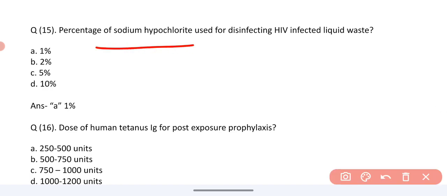Question number 15. Percentage of sodium hypochlorite used for disinfecting HIV infected liquid waste. If you are working in a hospital setup, if you have studied spill management and infection control, then you would know about these things. And here the right answer is option A, that is 1%. 1% of sodium hypochlorite will be used for disinfecting the HIV infected liquid waste.